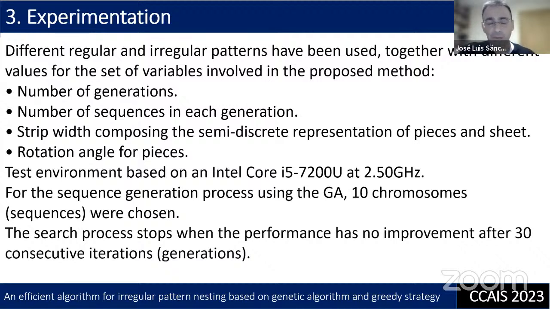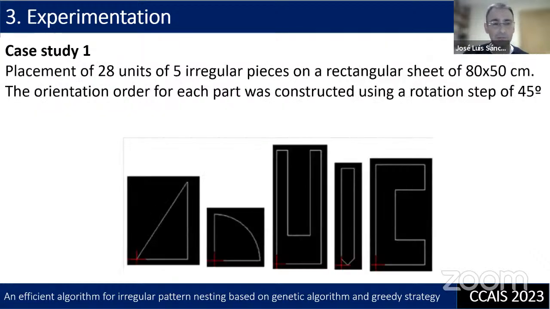With regard to the experimentation, different regular and irregular patterns have been used, and different values for this set of variables: number of generations, number of sequences in each generation, strip width composing the semi-discrete representation of pieces and sheet, and rotation angle. We use this architecture, an Intel Core i5, and for the sequence generation process, we use 10 chromosomes. The search process stops when the performance has no improvement after 30 consecutive iterations or generations.